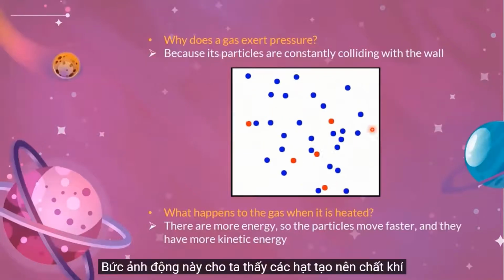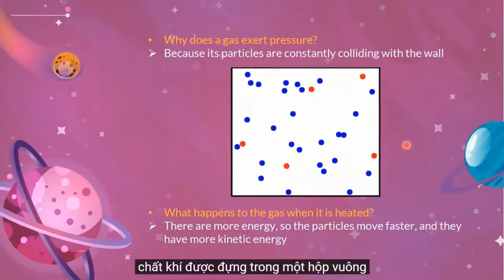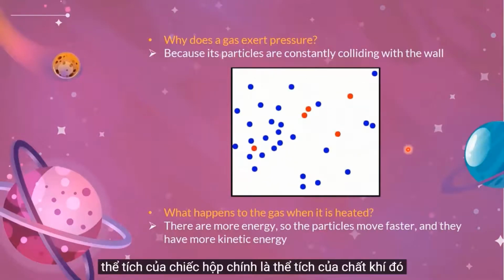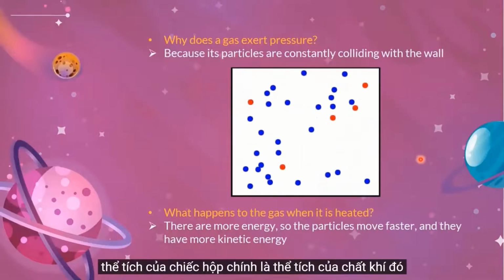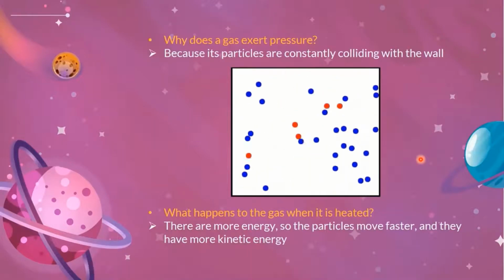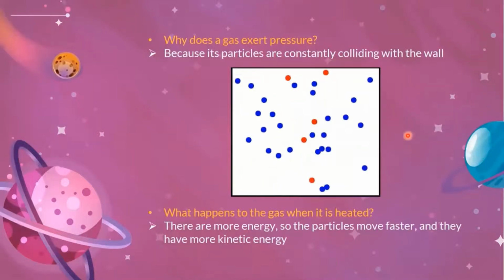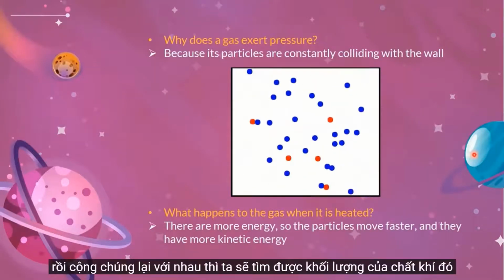This picture shows the particles that make up a gas. The gas is contained in a square box. The volume of the box is the volume of the gas. The gas has mass because each of its particles has mass. If we weigh all the particles individually and add up their masses, we would find the mass of the gas.